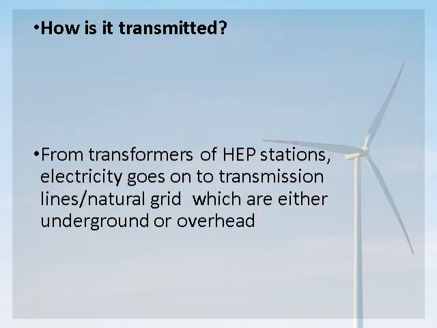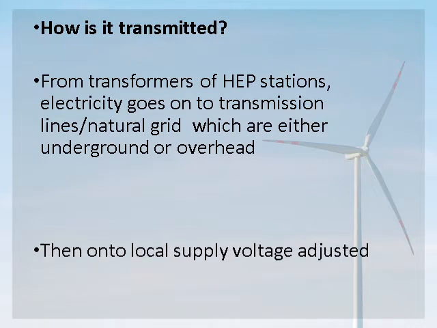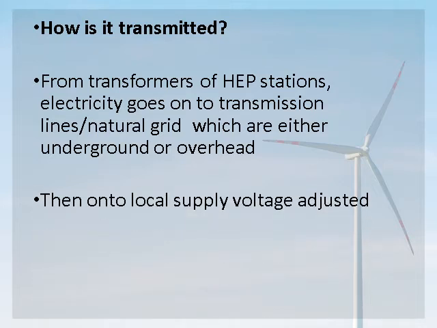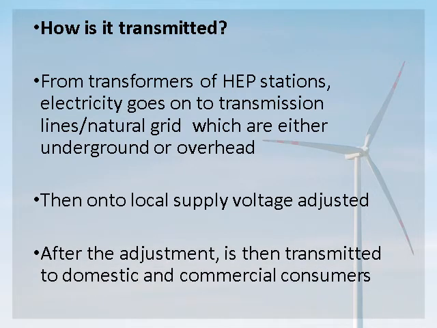How is it transmitted? From transformers of HEP station, electricity goes onto transmission lines on national grid which are either underground or overhead. Then onto local supply, voltage is adjusted. After the adjustment it is then transmitted to domestic and commercial consumers.